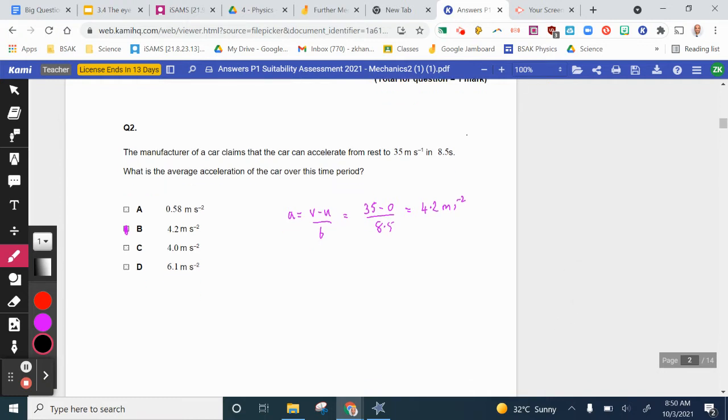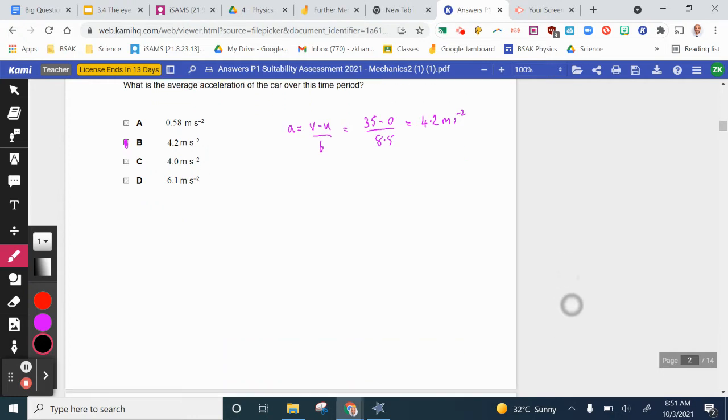Question two, we want to work out average acceleration. So acceleration is the change in velocity over the time taken. The final velocity is 35 meters per second. The object starts at rest, so it's 0 meters per second as the initial velocity. The time taken is 8.5. So the change in velocity over the time taken is 4.2 meters per second squared, and that answer is B.